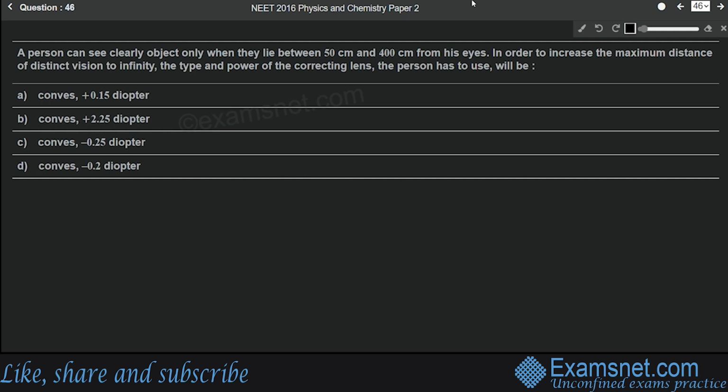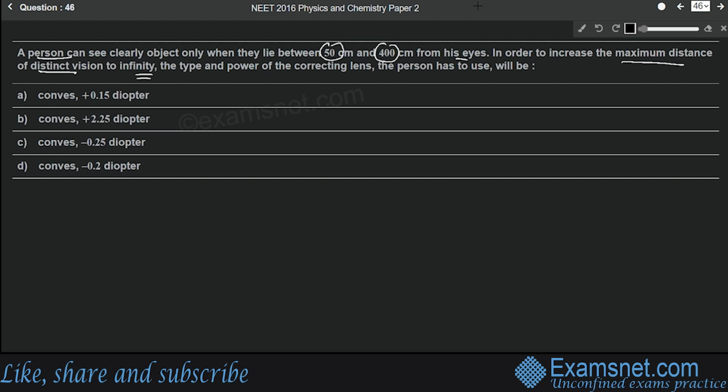The first question is from the chapter Ray Optics and Optical Instruments and the question is: a person can see clearly objects only when they lie between 50 centimeter and 400 centimeter from his eyes. In order to increase the maximum distance of distinct vision to infinity, the type and power of the correcting lens the person has to use will be.